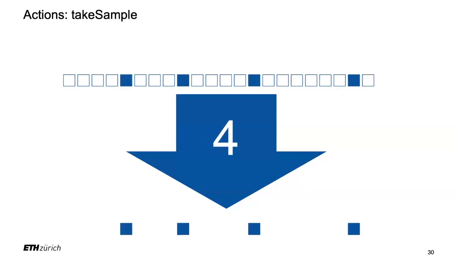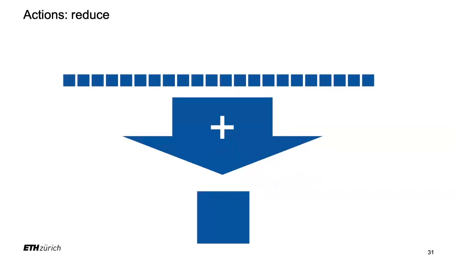Okay. Then we have take sample. It's a little bit like the sample transformation, but again, it's an action. The sample transformation turns an RDD into another RDD. Here, you don't turn an RDD into an RDD, you turn an RDD into a Python list locally on your machine if you use Python. For whom is that clear? Right? So you take a sample, but you download it all to your laptop, or to whatever machine you're using.